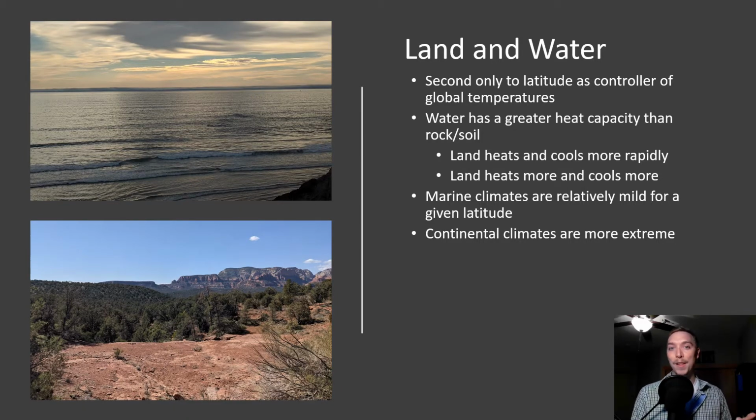Next, we're going to talk about land and water. So this is second only to latitude as a controller of global temperatures. If we think back to our intro to physical geography classes, water has a greater heat capacity than rocks or soil. Land is going to heat more rapidly and cool more rapidly, and it's also going to heat hotter and cool colder.